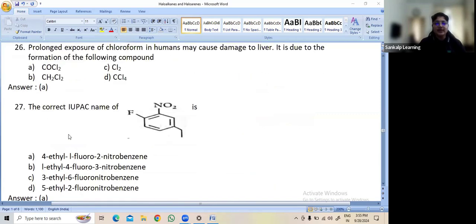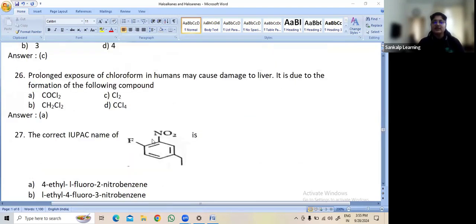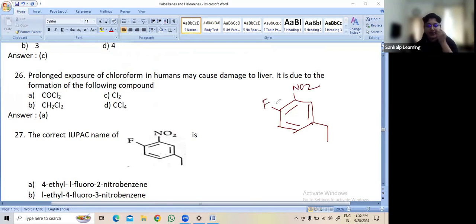Can you tell me the IUPAC name for this compound? Just see the compound and tell me the IUPAC name. I'll give you the compound here. IUPAC also you need to study, very important. Tell the IUPAC name for this compound.